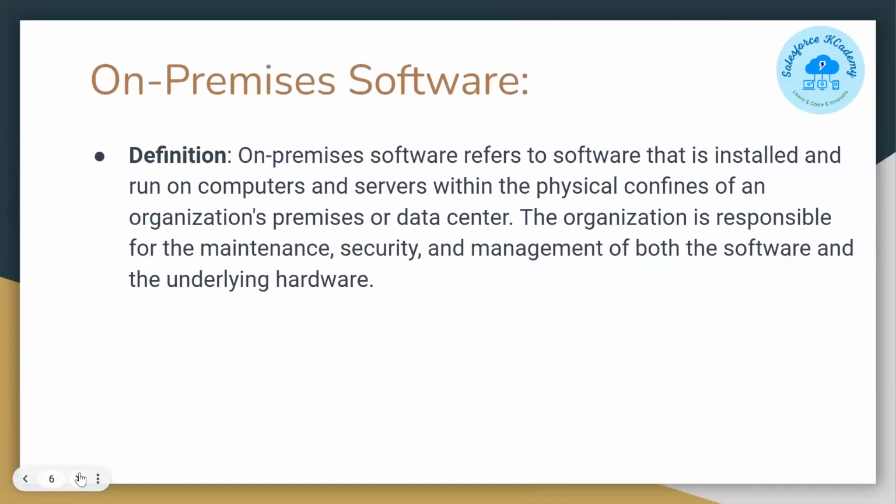So, the on-premises software definition. On-premises software refers to software that is installed and run on computers and servers, like the local server I just mentioned, within the physical confines of an organization. The organization is then responsible for the maintenance, security, and management of both the software and its underlying hardware as well.